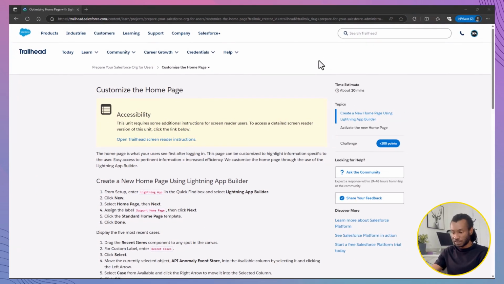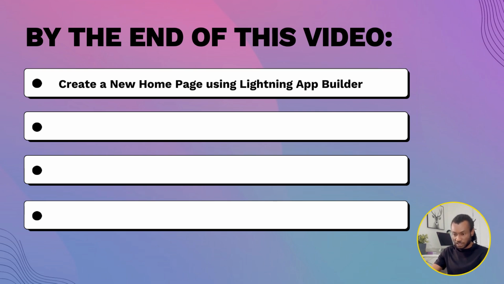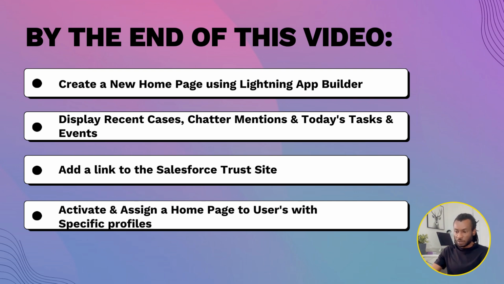Before we dive into the steps, these are the key objectives for today's tutorial. By the end of this video, you will be able to create a new homepage using the Lightning App Builder, display recent cases, chatter mentions, and today's tasks and events, add a link to the Salesforce Trust site, activate and assign a homepage to your users with specific profiles.